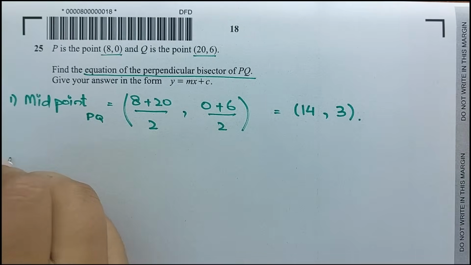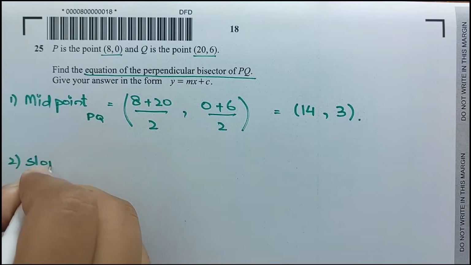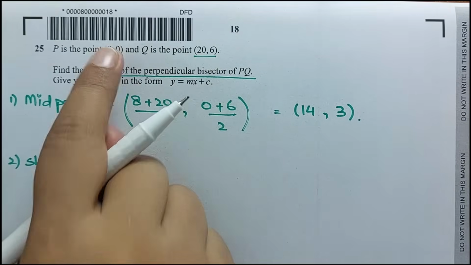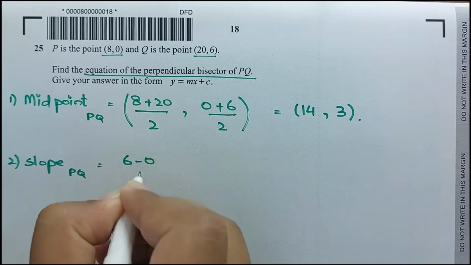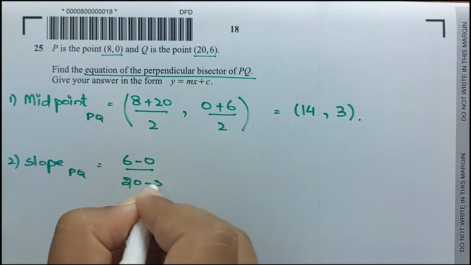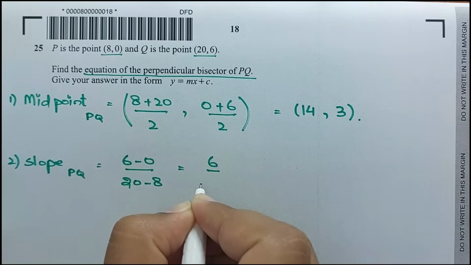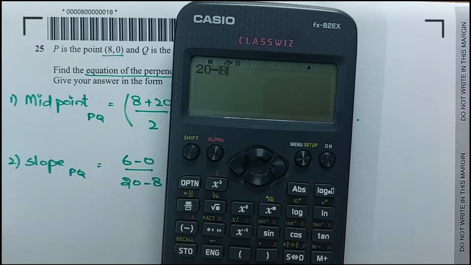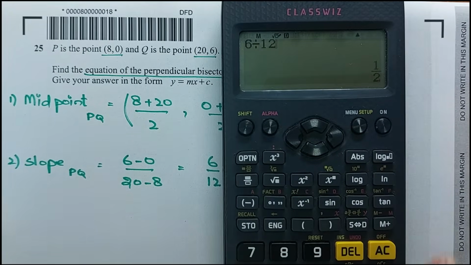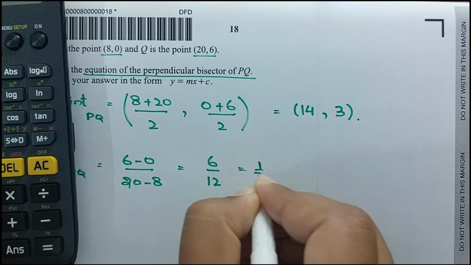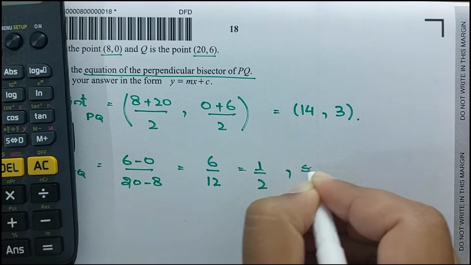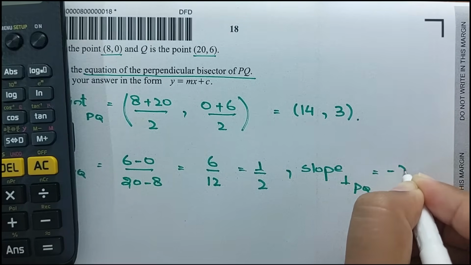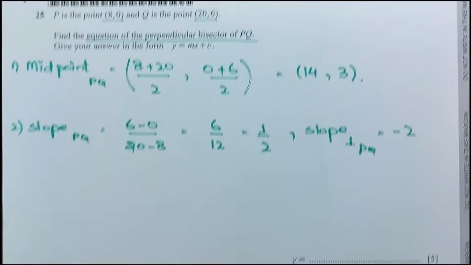Okay. The second thing we need is the slope or the gradient of the line PQ. The slope is basically y2 minus y1, 6 minus 0, over x2 minus x1. Here we have 20 take away 8, which is just 12. So 6 over 12 is 1 by 2. This is the slope of line PQ. Now what is the slope of a line that is perpendicular to PQ? That is the negative reciprocal of 1 by 2, which is just 2 by 1.